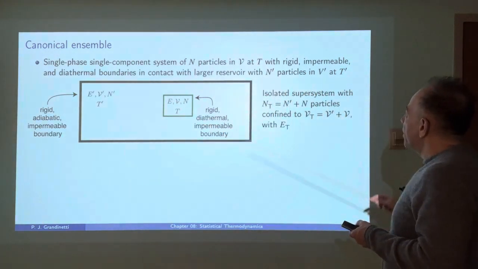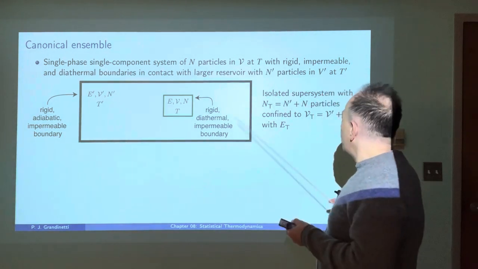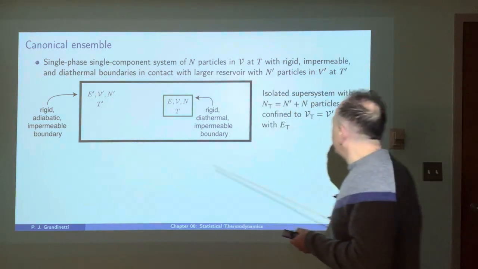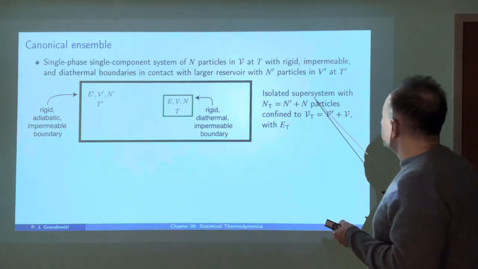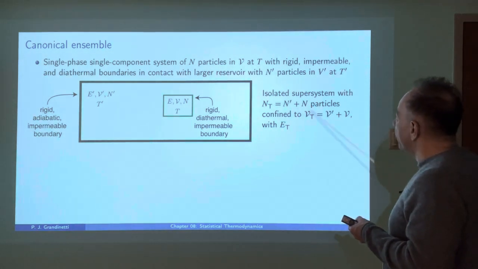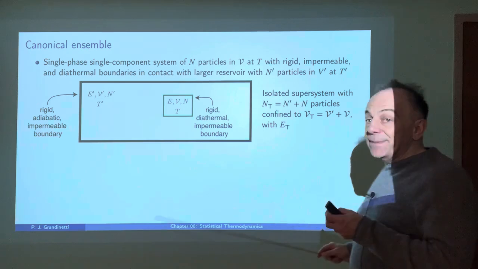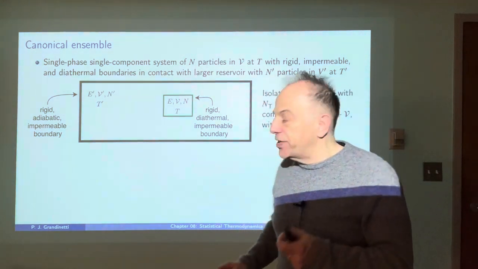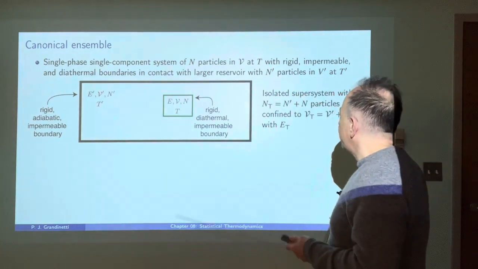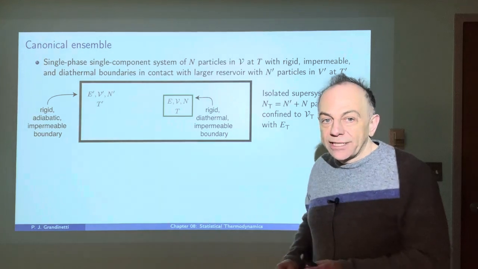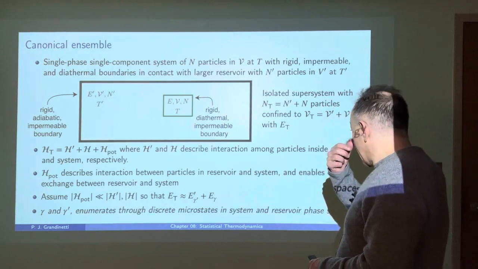Okay. Now, the supersystem has a total number of particles, molecules, or atoms, which is just the sum of the number that's in the reservoir plus the number that's in the system. Similarly, the volume of the supersystem is the volume of the reservoir plus the volume of the system. And we know that the supersystem is isolated and it has a constant energy, which we'll call E sub T. Okay, so that's what we know about our supersystem and the two systems that are in it, the system of interest and the reservoir.